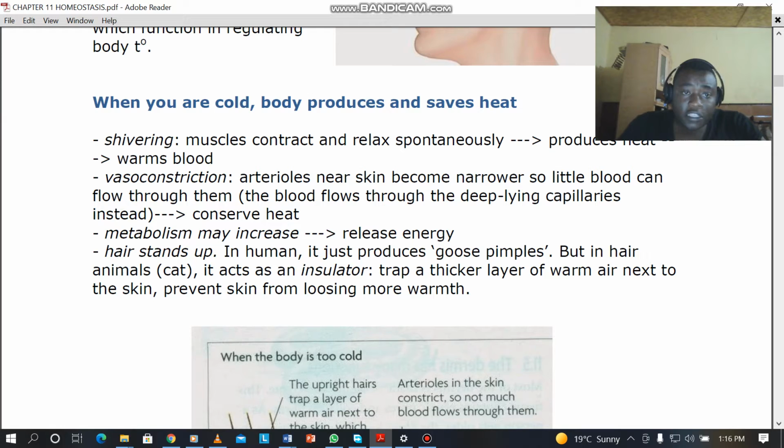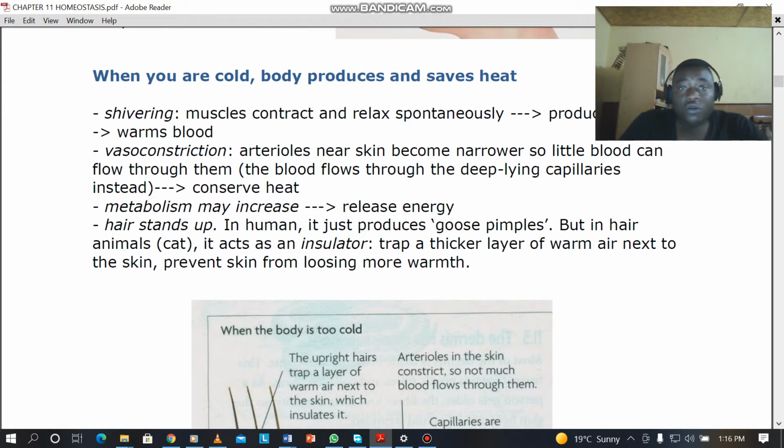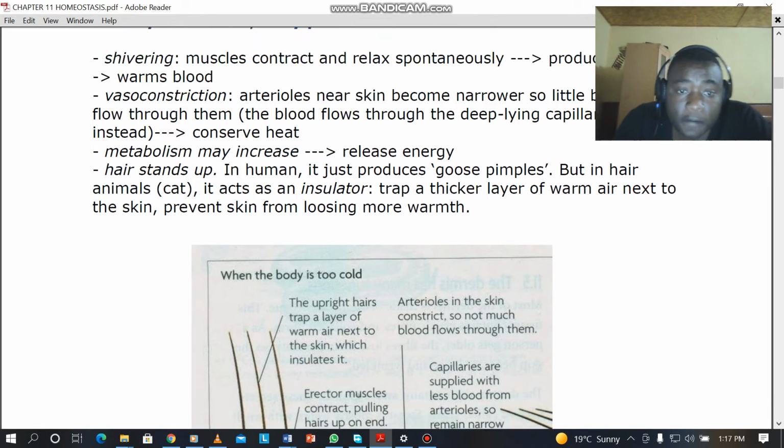Another response is also to increase the metabolism, especially to increase the release of energy through the process called respiration. So when your body is cold or when the environment is cold, we respond by shivering. We also respond by reducing the diameter of our arterioles, and we also increase the rate at which respiration is taking place. Okay, let's move on.